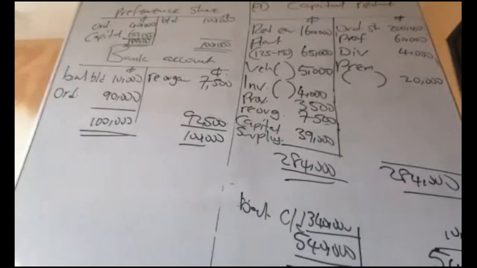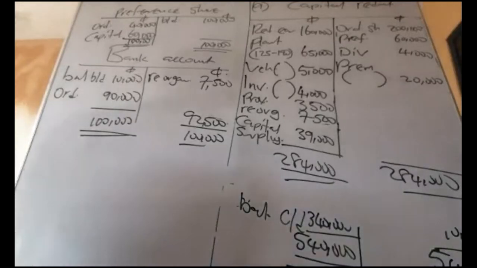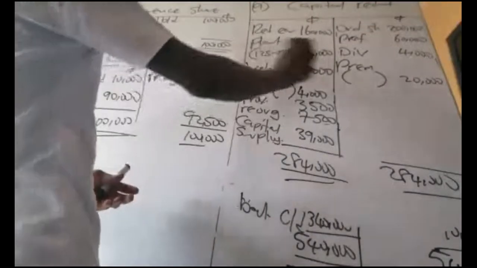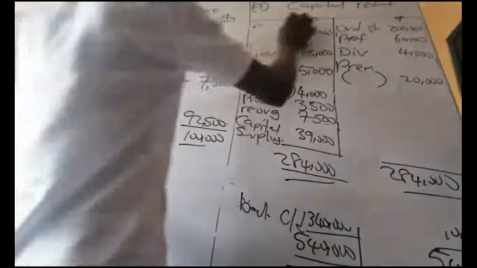Okay, so let's see how the financial position will look. Then you are done. To be so straightforward, don't forget that you bring 39,000 in the financial position. Going on to the financial position, okay. So let's see how best we can do this.